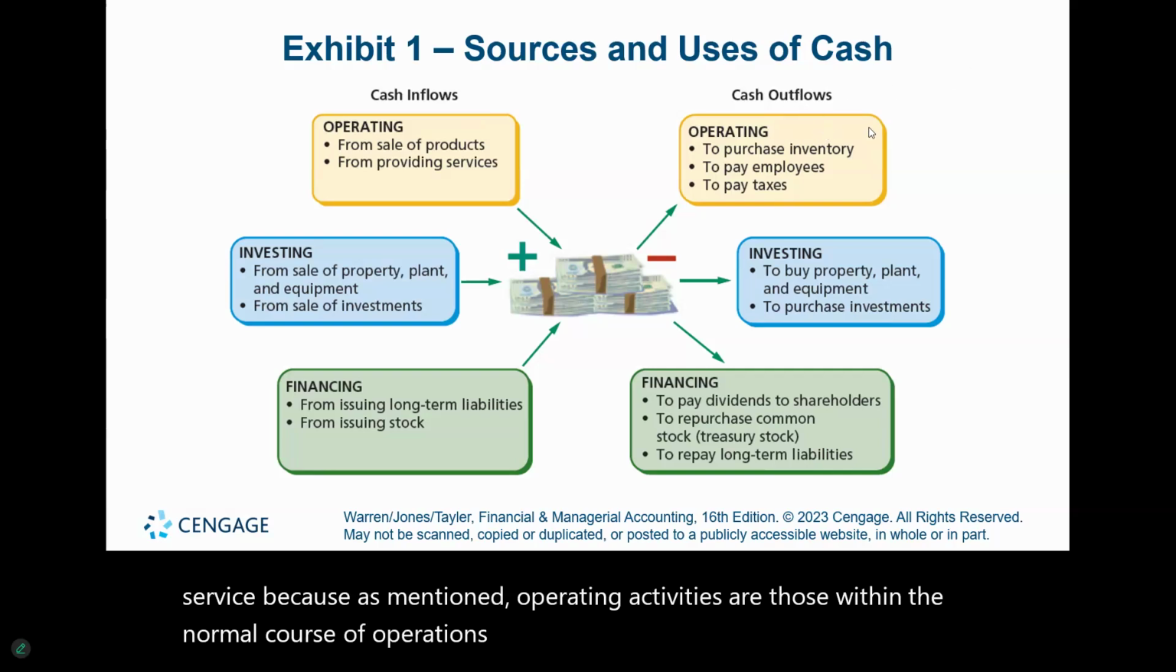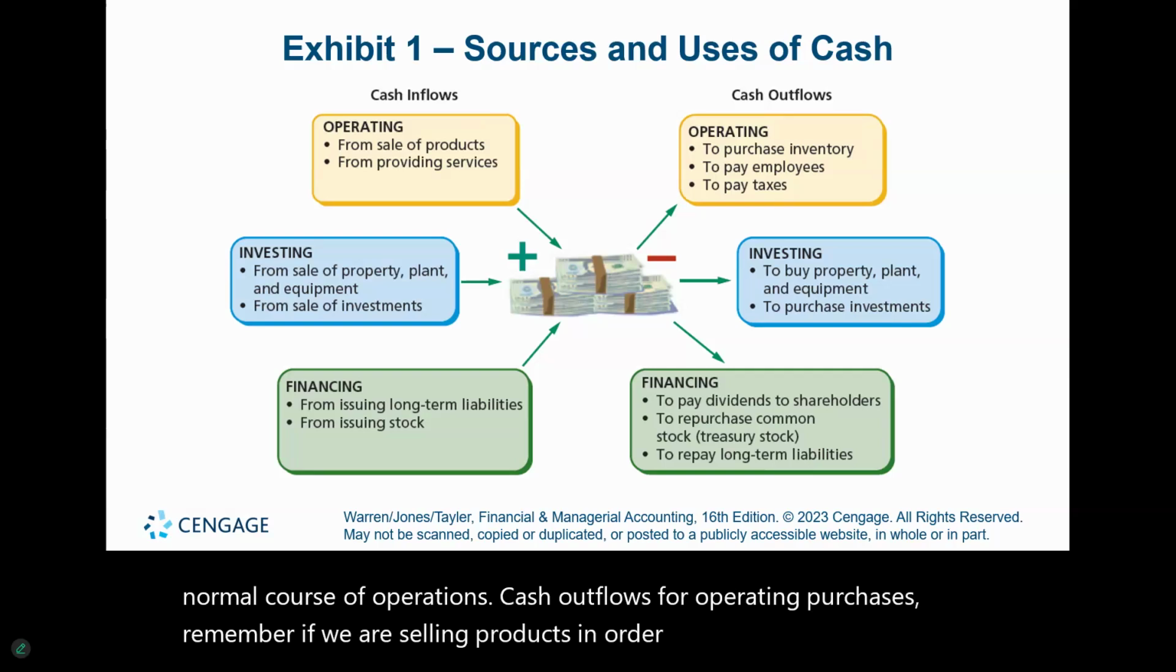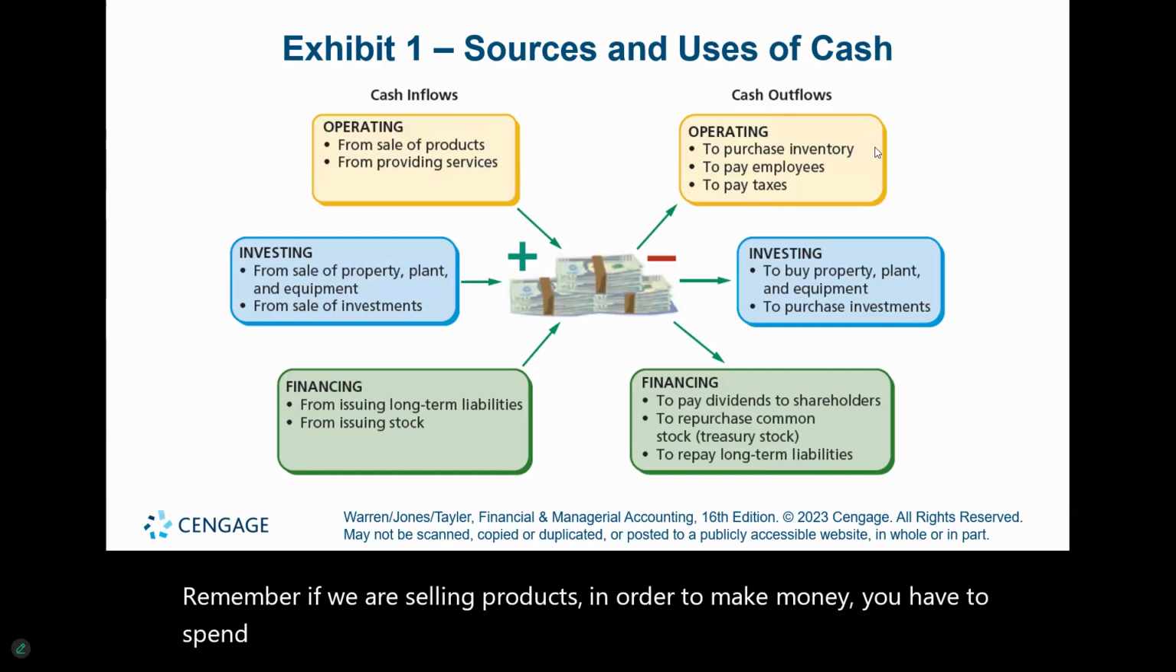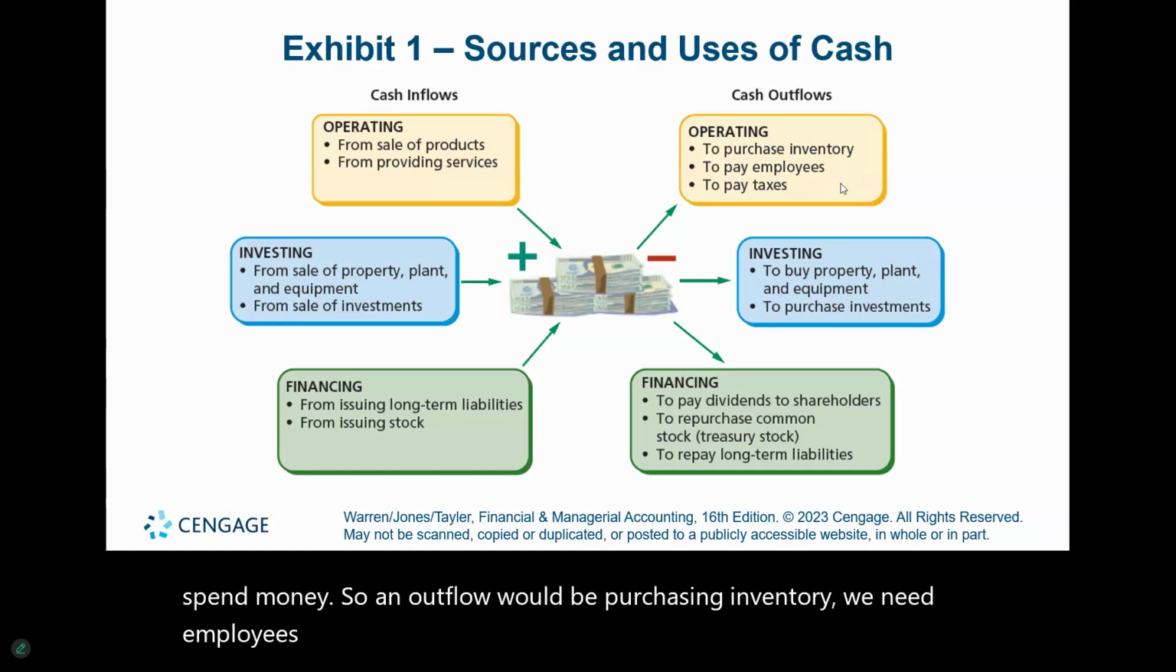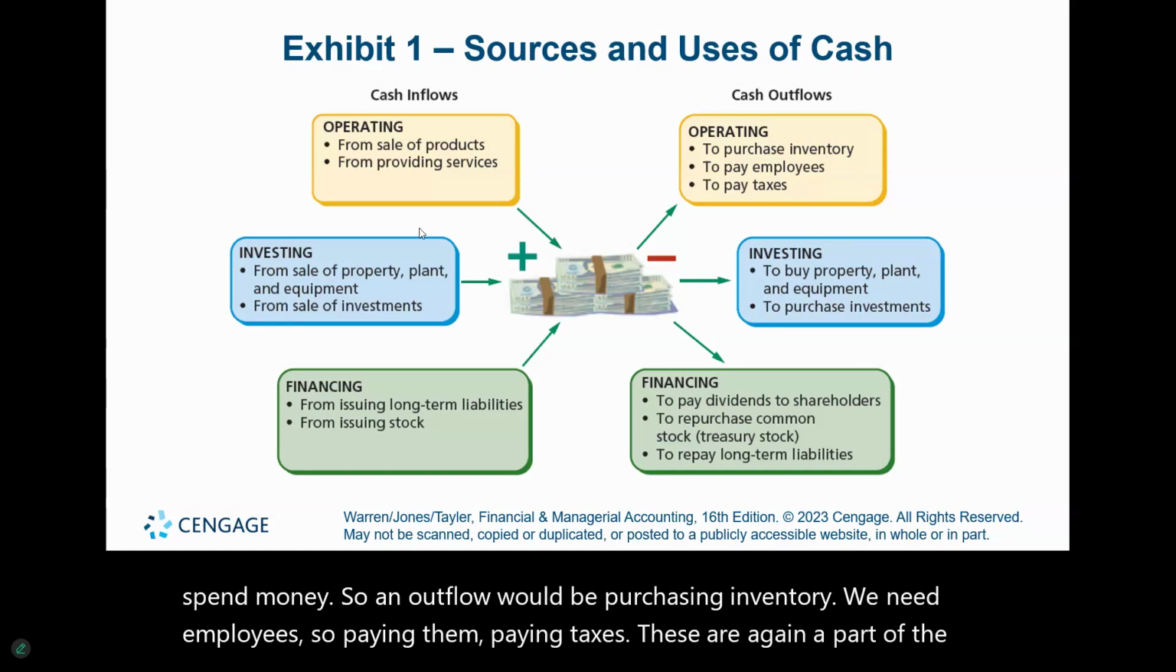Cash outflows for operating purchases. Remember, if we are selling products, in order to make money, you have to spend money. So an outflow would be purchasing inventory. We need employees, so paying them, paying taxes. These are, again, a part of the normal course of operations.